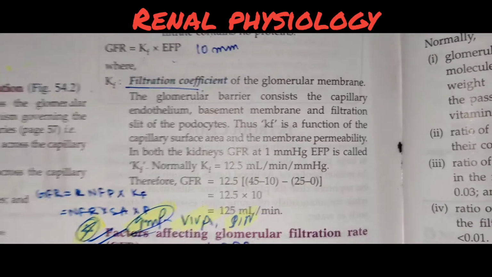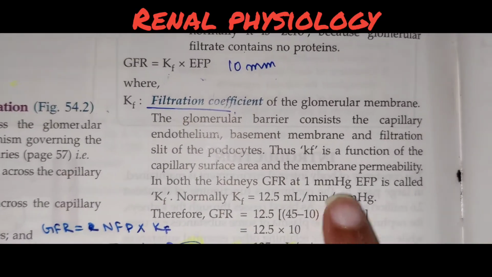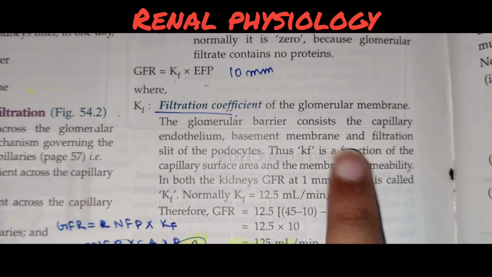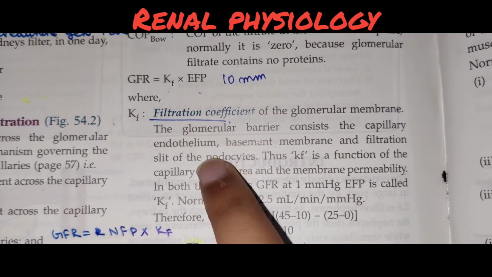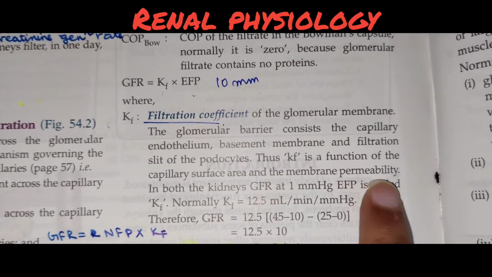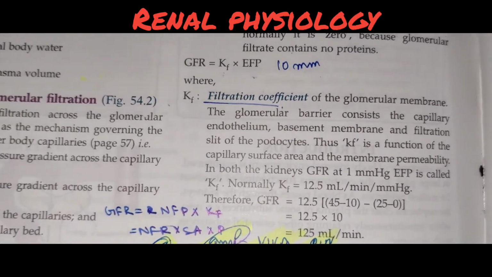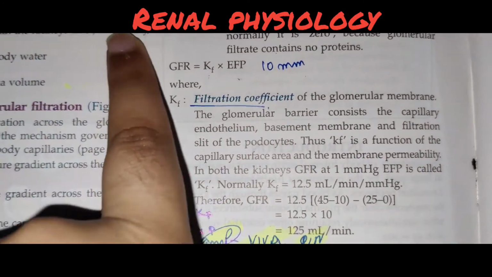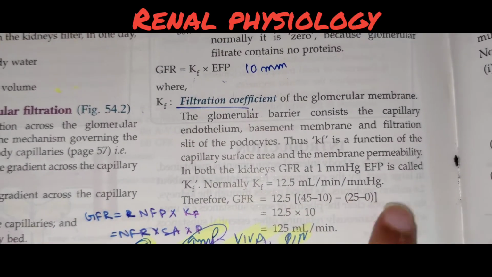We also found out that this Kf is a function of surface area and membrane permeability. So we can say Kf is equal to the product of the surface area of the capillary and the membrane permeability. Therefore, when we discuss which factors affect the GFR, first let's see it by this equation: Kf is surface area and permeability.